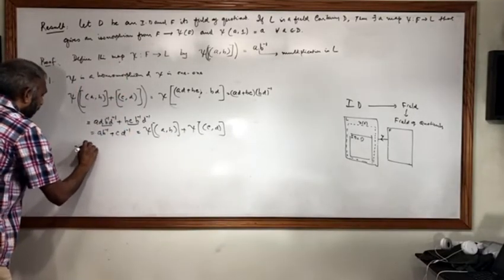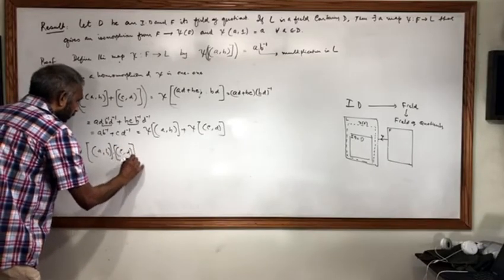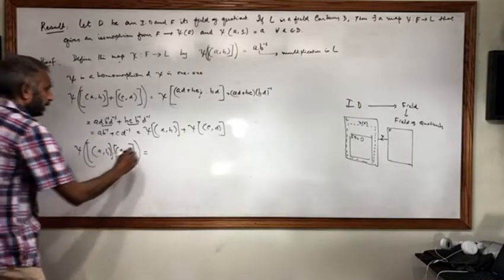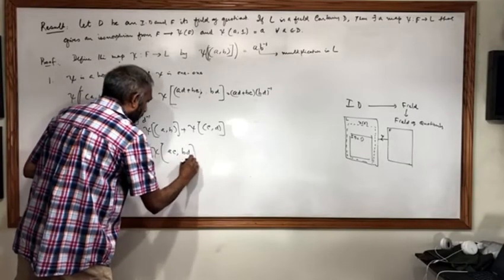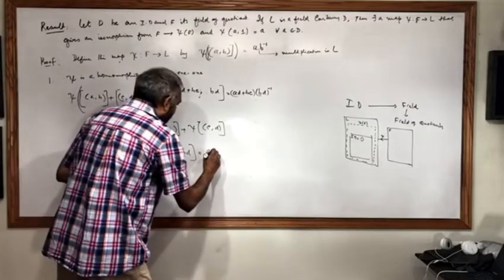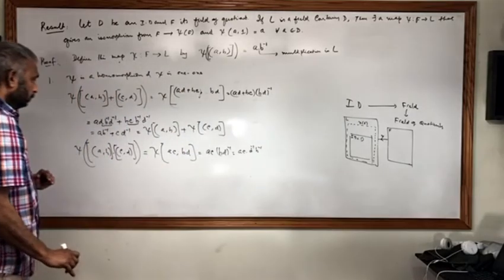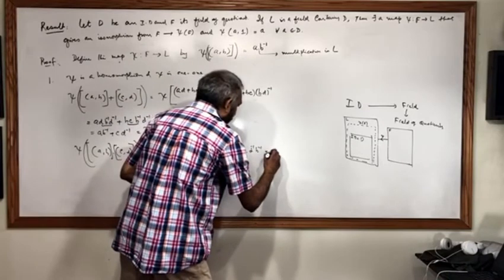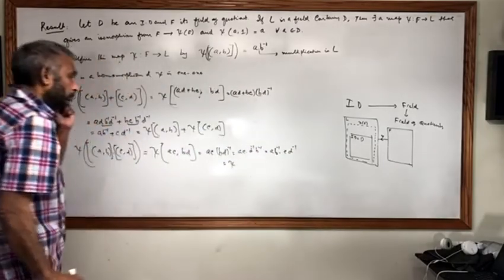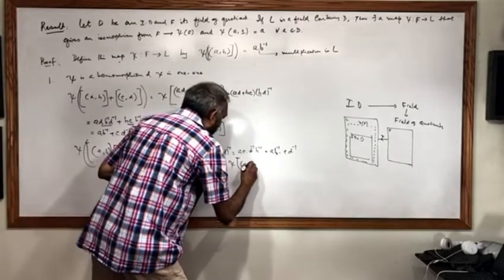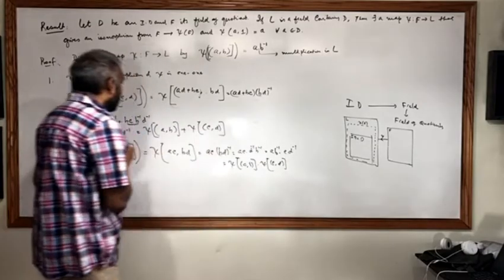Then next we have to prove that psi of (a, b) times (c, d) equals psi of (ac, bd), and that is equal to, by the definition, ac times (bd) inverse, and that is equal to ac d inverse b inverse, and that is equal to a b inverse times c d inverse, and that is equal to psi of (a, b) times psi of (c, d). So this is really a homomorphism.